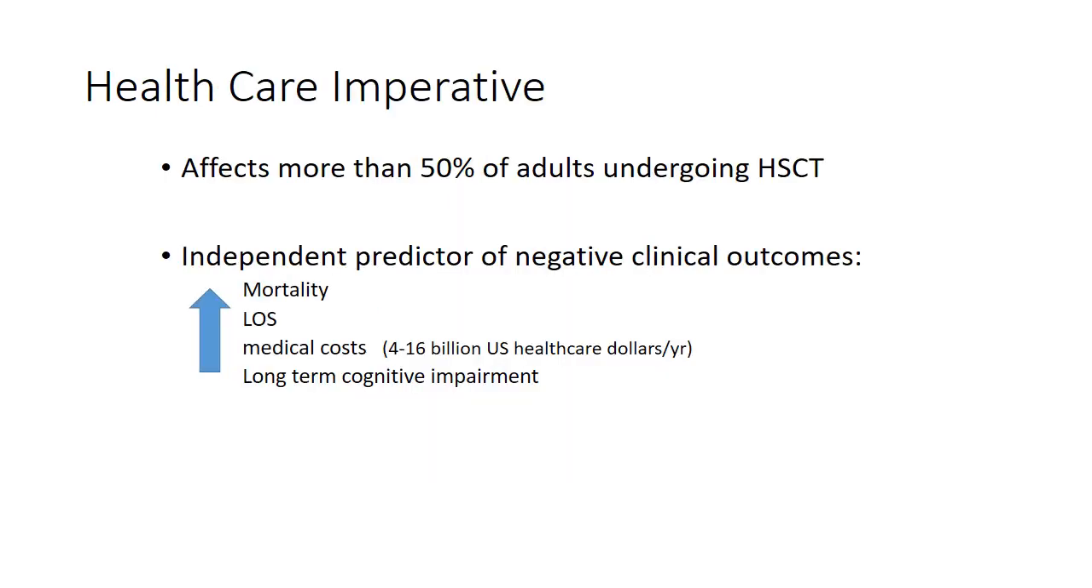It is vital that we better understand the impact of delirium in our population. In fact, it is a healthcare imperative. Research has demonstrated that more than 50% of adults undergoing hematopoietic stem cell transplantation experience delirium during the peritransplant period. In this population, just like in critically ill children, delirium is an independent predictor of poor outcome. In fact, delirium has been associated with excess mortality, increased length of hospitalization, dramatic increase in medical costs, and even long-term cognitive impairment.